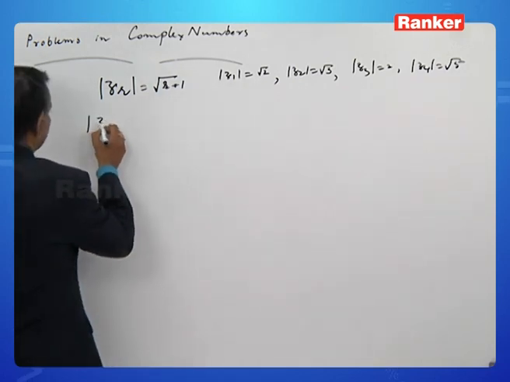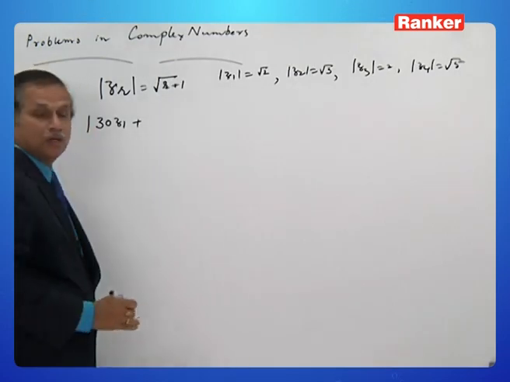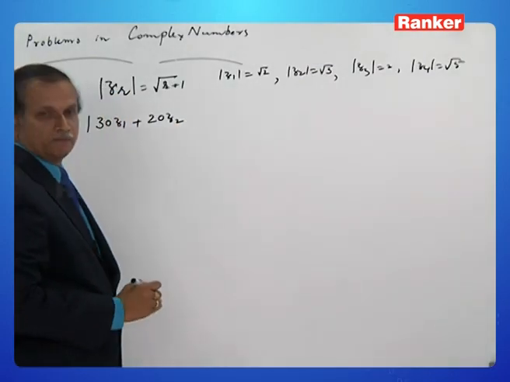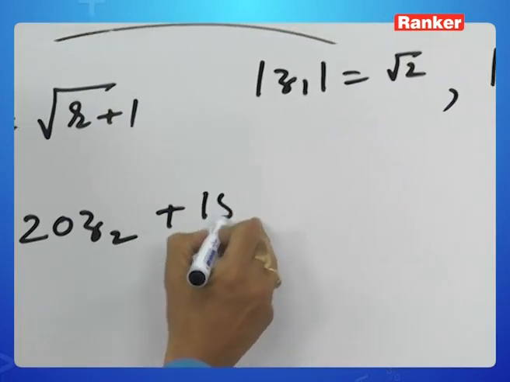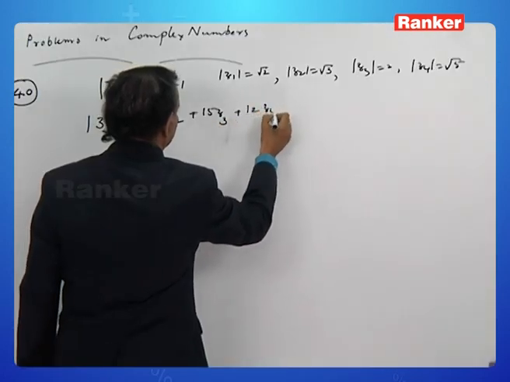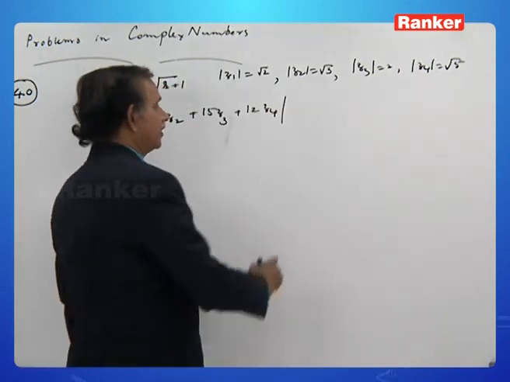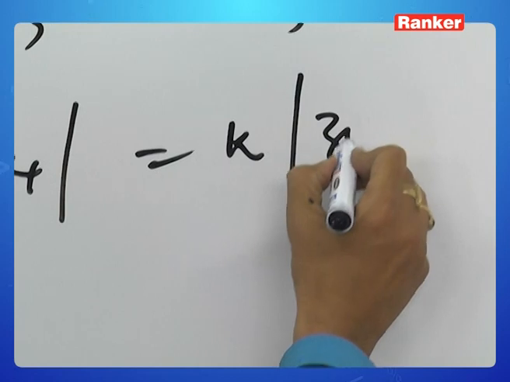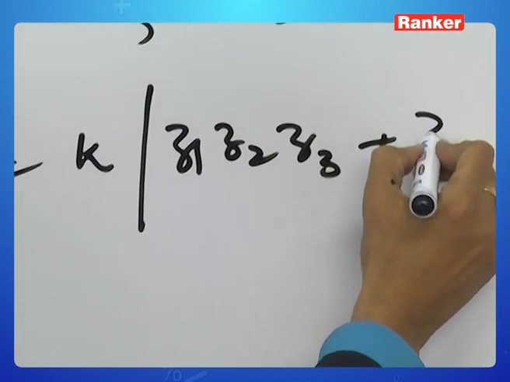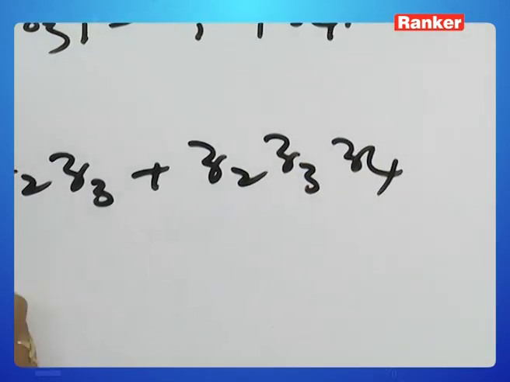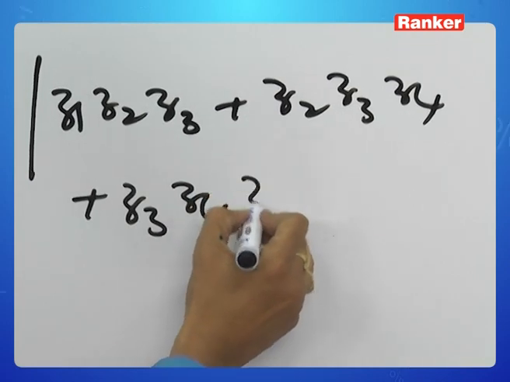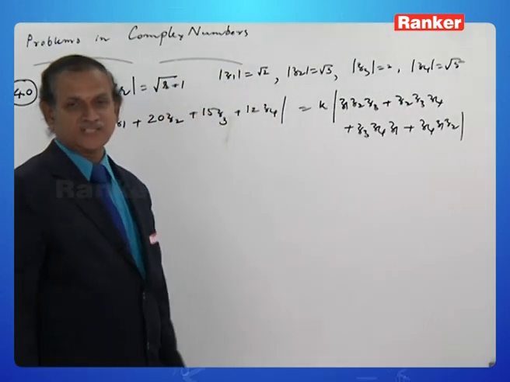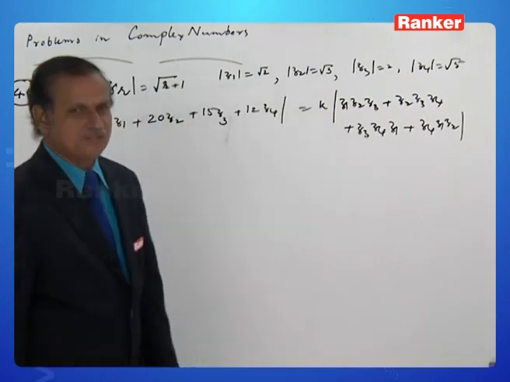Modulus of 30 Z1 plus 20 Z2 plus 15 Z3 plus 12 Z4 is equal to K into Z1 Z2 Z3 plus Z2 Z3 Z4 plus Z3 Z4 Z1 plus Z4 Z1 Z2. Am I right? Yes, of course. That has been given as a lengthy expression. Then the value of K is equal to.